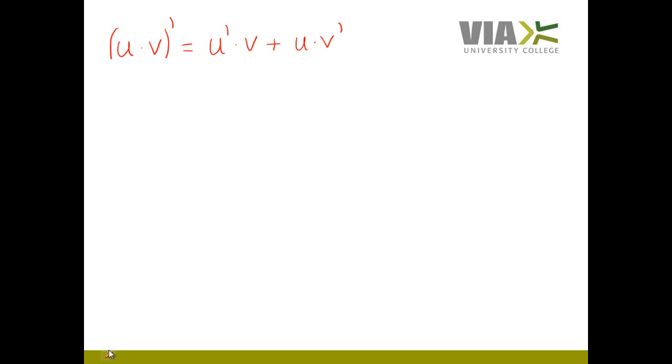As you know, when we integrate, we do the opposite operation. So therefore, if we integrate u dashed times v plus u times v dashed dx, what will I then get? Then I will obviously get u times v.